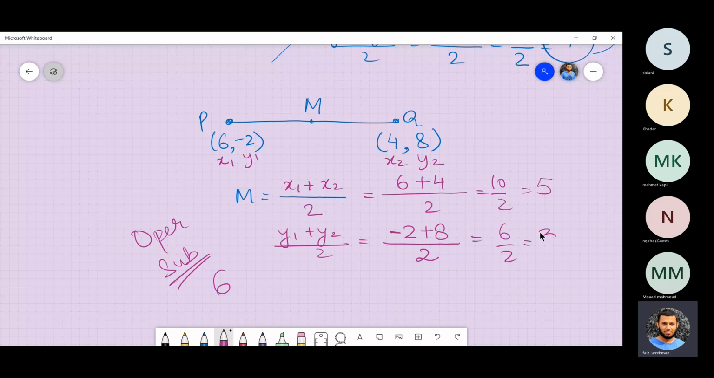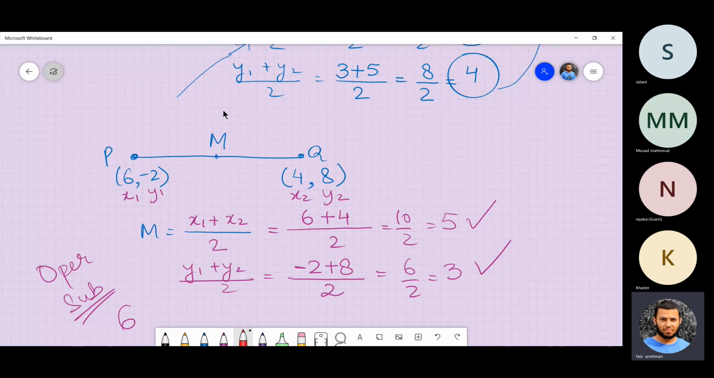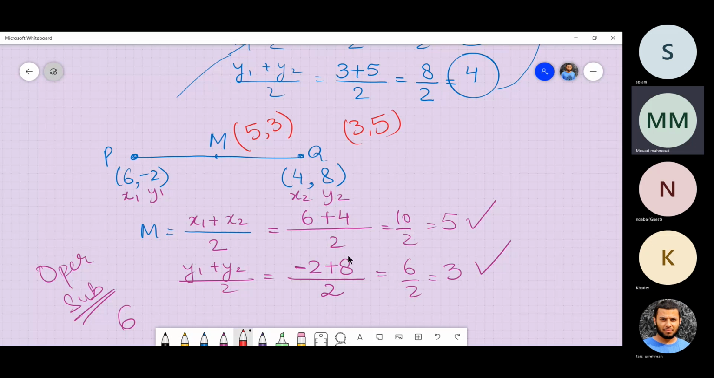What will I get? 3. So this 5 and 3 will go where? Near M, the midpoint. Do I write 3, 5 or 5, 3? Which one is correct? 5, 3. Why? Because always the x comes first and y comes second. So this will be correct, and this will be wrong.